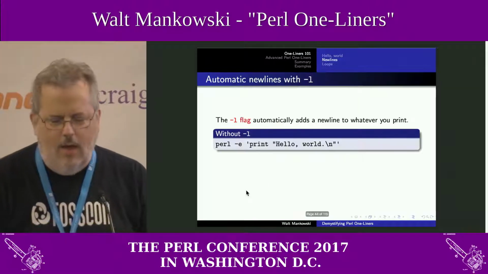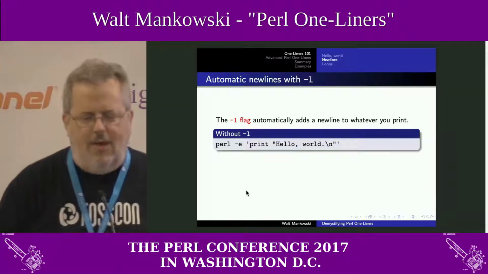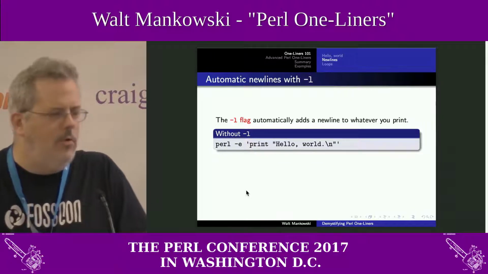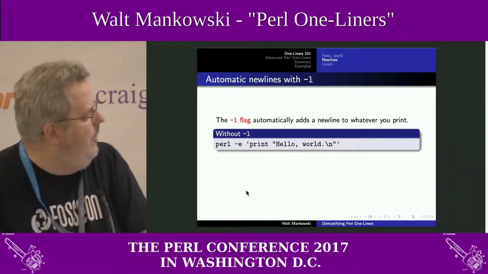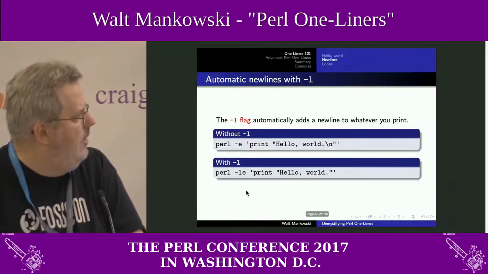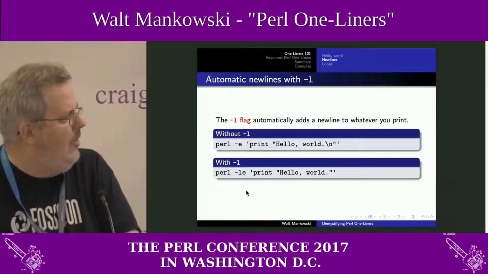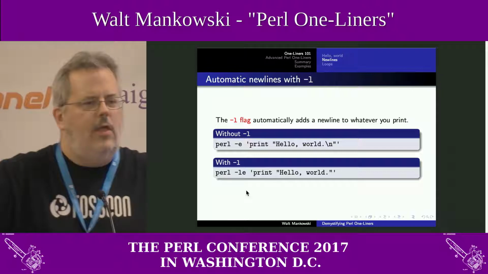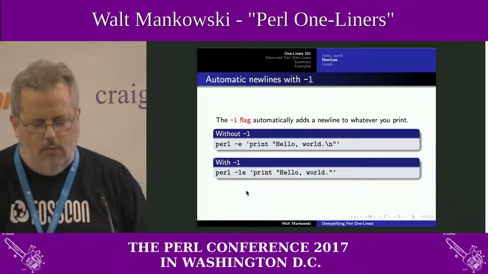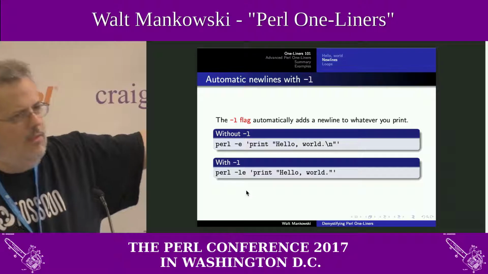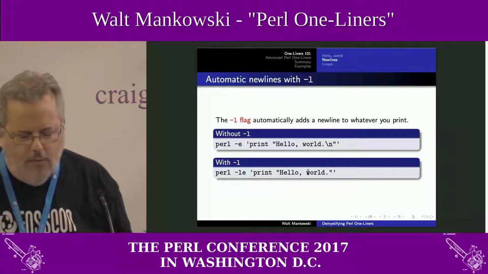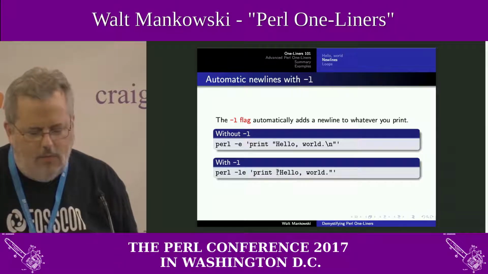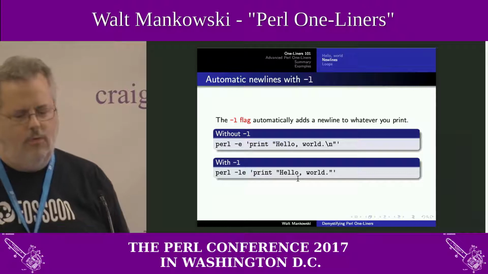Yep. Okay, so the first flag we're going to talk about is the -l flag. What that does is automatically add a newline to whatever you print. So, a simple example: this is the example I showed you before, and with -l you can leave off that \n. It's not a big deal here, you're only saving 2 characters, but they add up, and often if you have a variable you don't have to put quotes around it like you're doing here. Also notice that the entire program is in single quotes, so that way you can put the thing that you're printing in double quotes. Single quotes around the outside, double quotes on the inside.